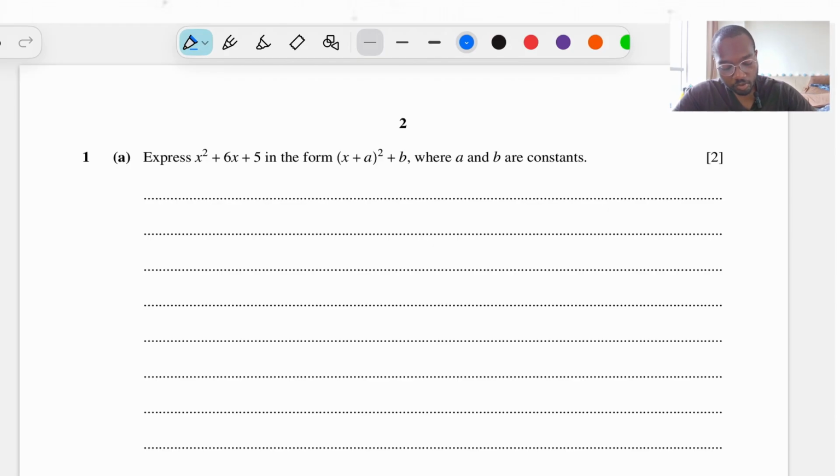So what I'll do for this one is if we complete the square, we will get (x plus 3) squared. And then we would have to minus a 9 out of that. And then we still have the plus 5. Therefore, this would just equal (x plus 3) squared minus 4. And that's that question done.